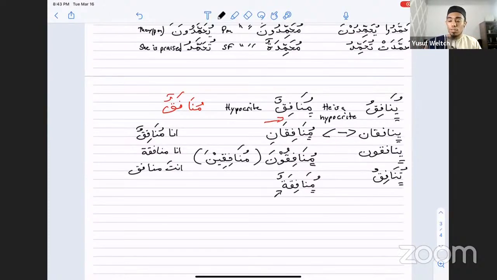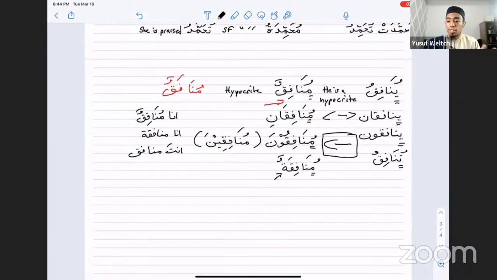So if there's a mixture between male and female, say there's 5 of us, 3 of us are female, 2 of us are male, you would say نحن منافقون. You would use the masculine, because generally the masculine is used if there's a mixture. But if it's only women speaking, you would say نحن منافقات. So if you're a group of women and you're speaking, نحن منافقات, because it's plural and feminine.